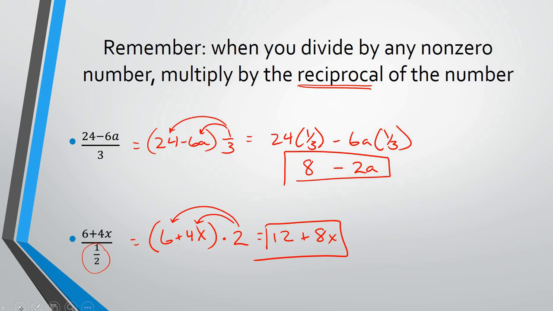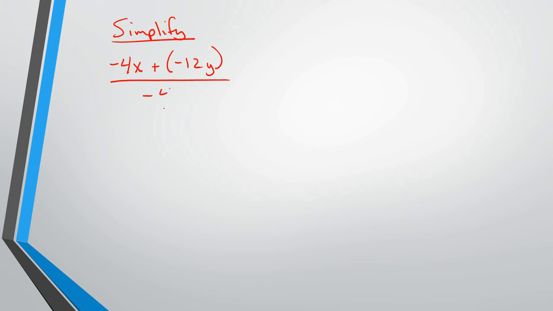So that's all for the notes. This should be all review. I'm going to give you 2 sample problems to try and simplify on your own. Be sure you do these before you come to class. Don't forget about them. So I've got negative 4x plus a negative 12y, all divided by negative 4. That's the first problem.